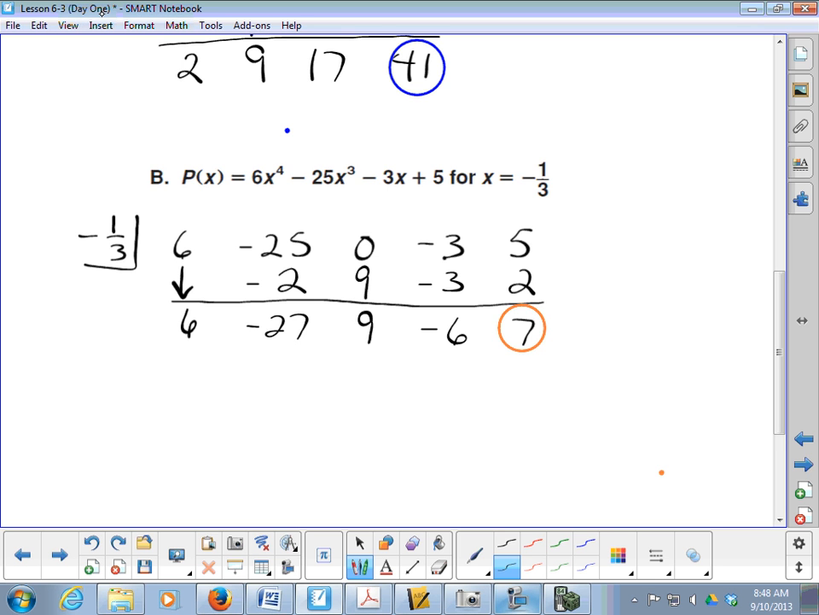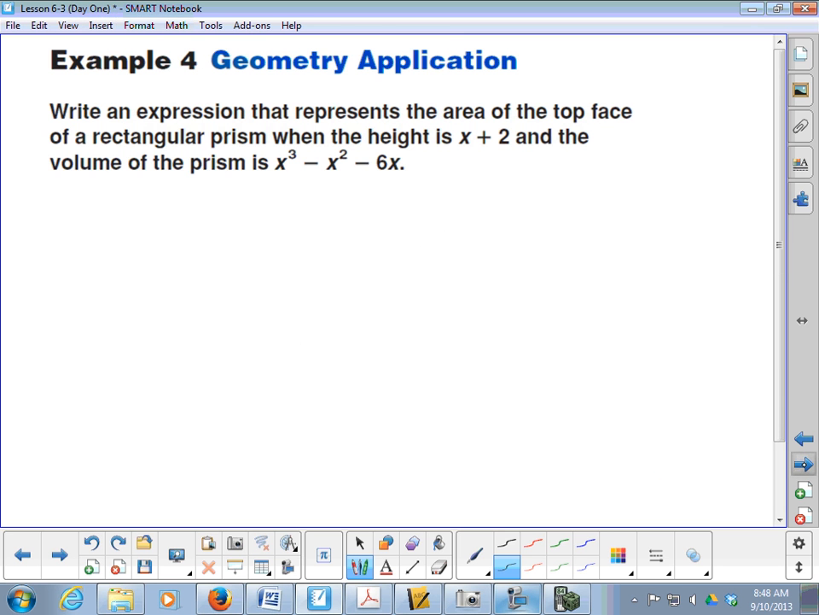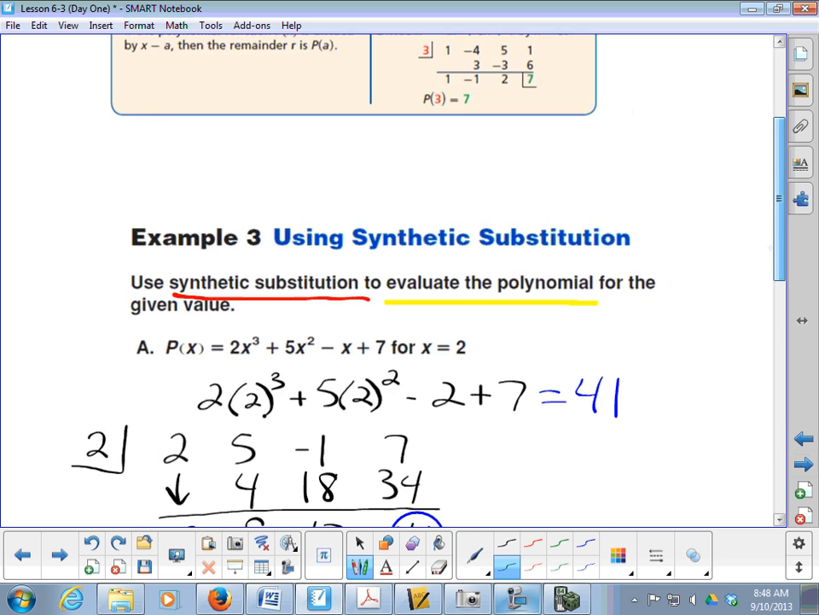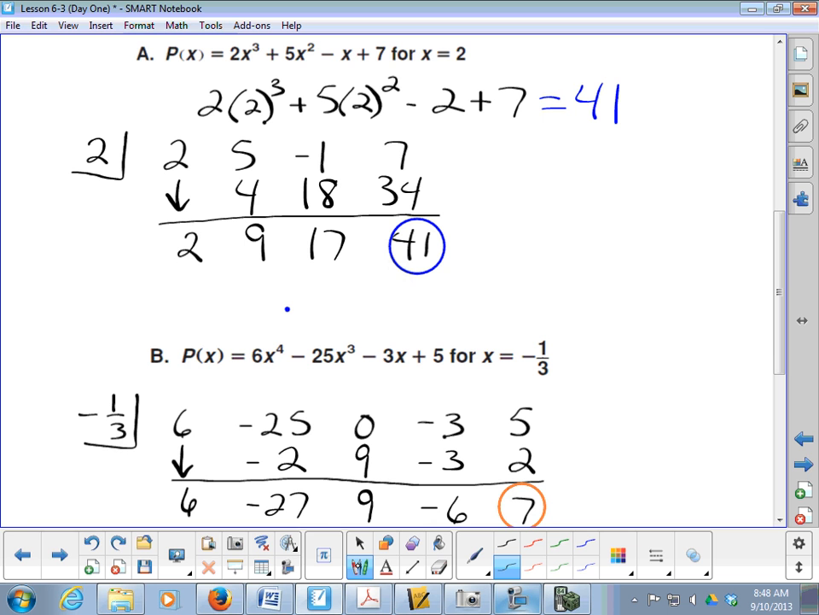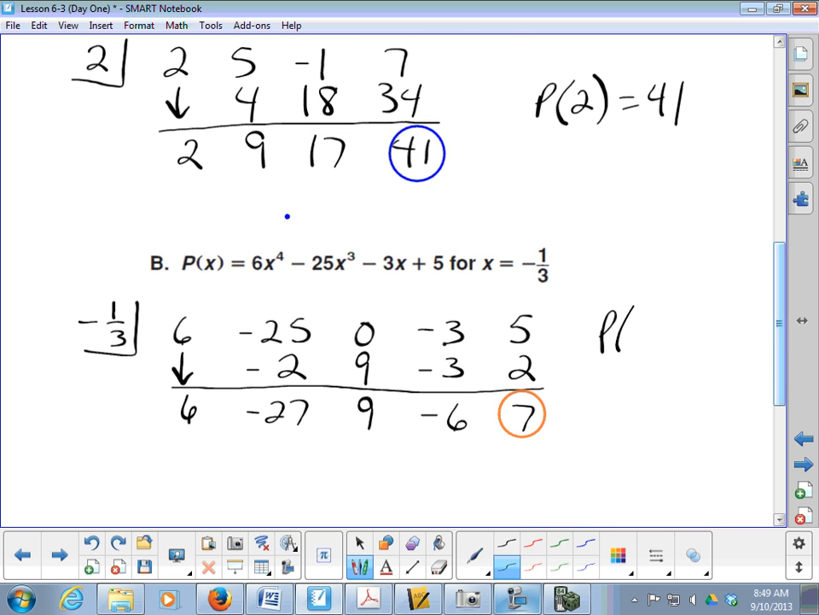So, okay. All right, last thing here then, we have a geometry application problem. Oh, and I did want to say one other thing, is that when you write your answer here, you should write your answer for both of these. When I say my final answer, I should put P of 2 equals 41. And P of negative 1/3 equals 7.